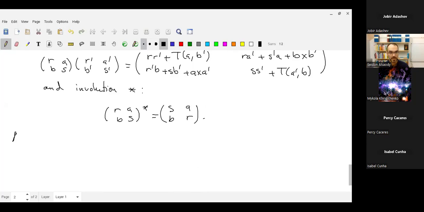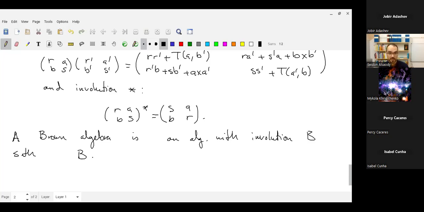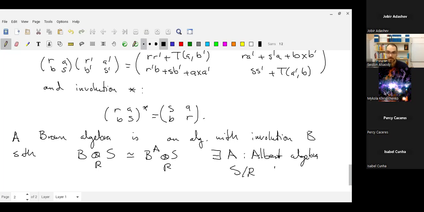So a Brown algebra is an algebra with involution B such that B times S over R is isomorphic to B_A times S over R for some Albert algebra A and S over R faithfully flat. So, in some sense, locally isomorphic.